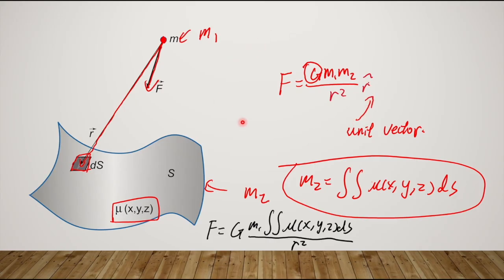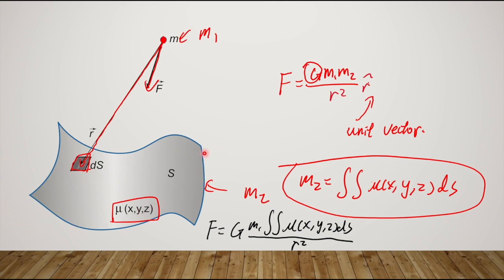Let's start with the force of attraction. This equation right here, you might have learned from your physics class. It is called Newton's law of gravity. It says that the force exerted between two objects is proportional to their masses and inversely proportional to the square of their distance. In this scenario, we have a particle with a mass of little m, and we have a surface with mass of m2.